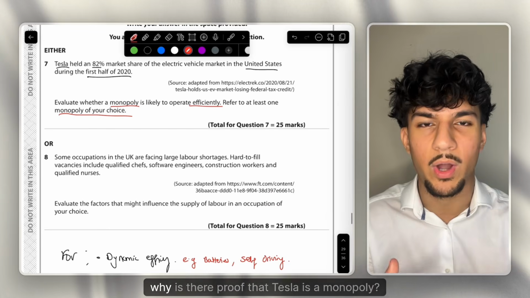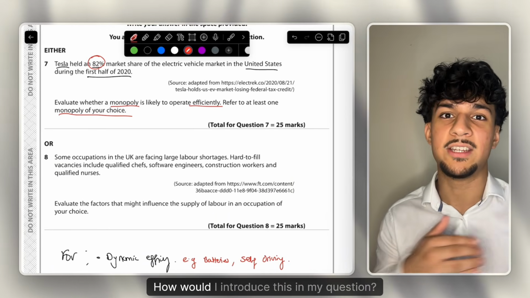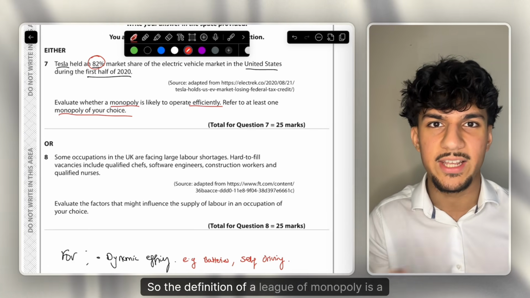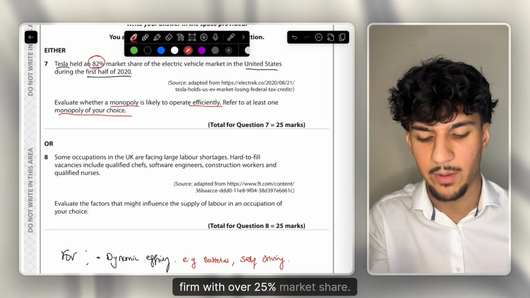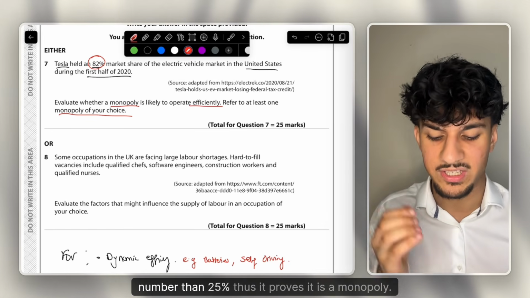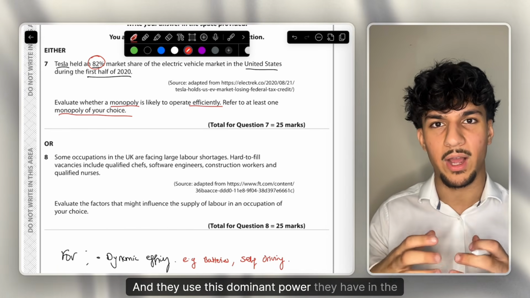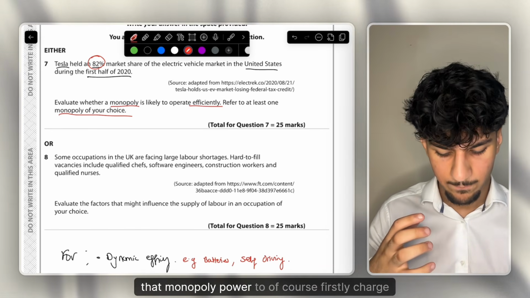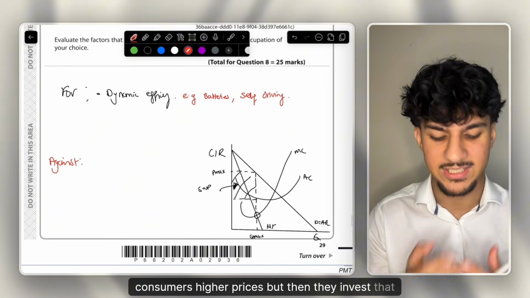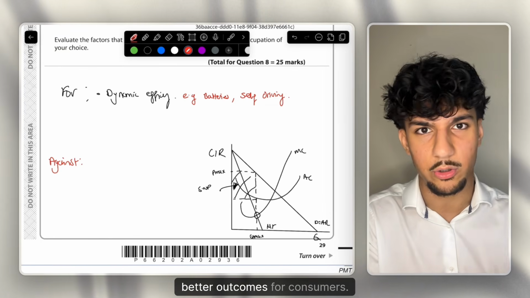Let's go back to the actual question. Why is there proof that Tesla is a monopoly? There's 82% market share. How would I introduce this in my answer? I would define legal monopolies. The definition of a legal monopoly is a firm with over 25% market share. Tesla has a staggeringly higher number than 25%, thus it proves it is a monopoly. And they use this dominant power in the market, that monopoly power, to firstly charge consumers higher prices, but then they invest that profit into dynamic efficiency, allowing these long-run better outcomes for consumers.